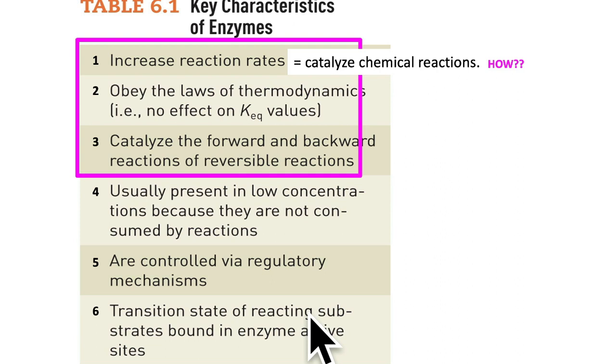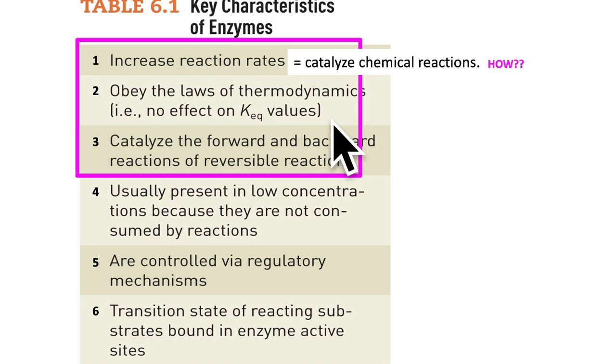Basically, what I've been talking about is table 6.1 in the textbook. And basically, it's saying that you increase the reaction rate, or you catalyze chemical reactions. How do you do that? You have to obey the laws of thermodynamics.